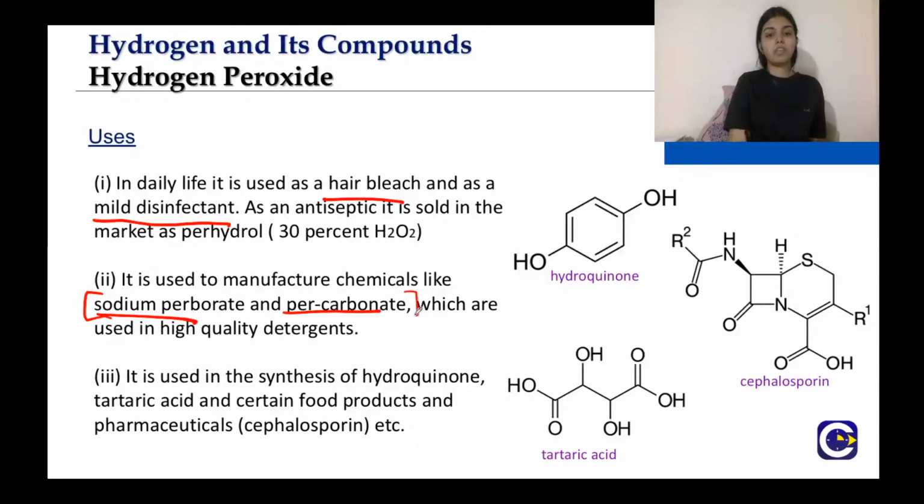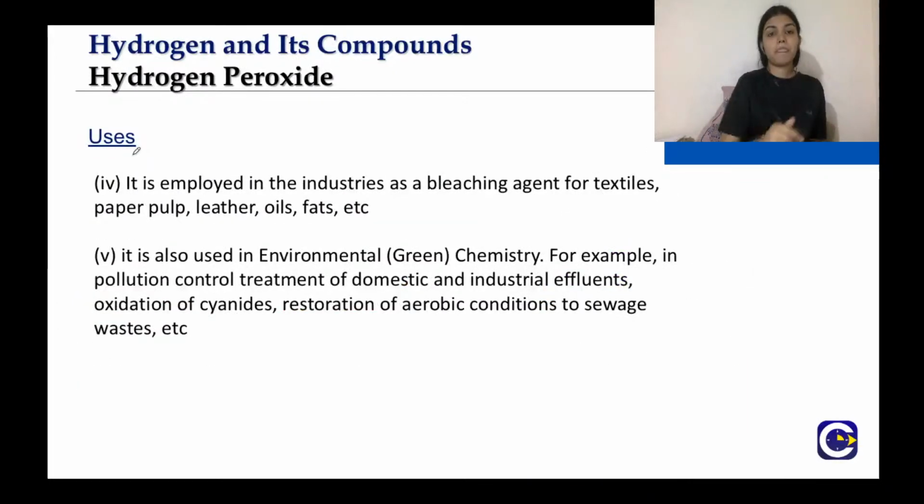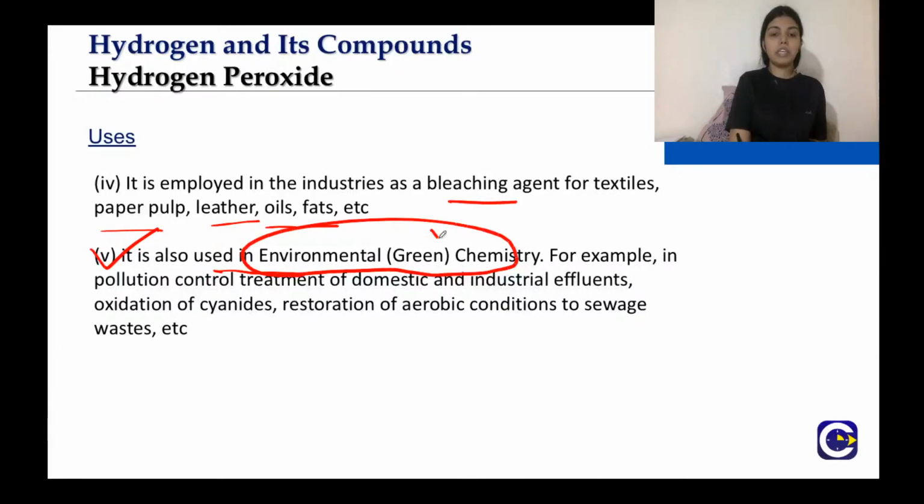These two substances are used in high quality detergents. And it is also used in pharmaceuticals, particularly in the synthesis of hydroquinone, tartaric acid, or cephalosporin, right? This is a pharmaceutical compound which is used in medicines, right? So in synthesis of these three, peroxide is used. Next is the bleaching agent for paper pulp, leather, oil, fats, etc. Next, this is very important, that is, it is used in green chemistry, right?